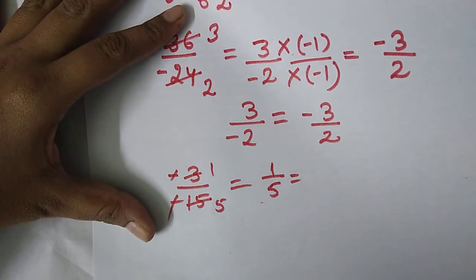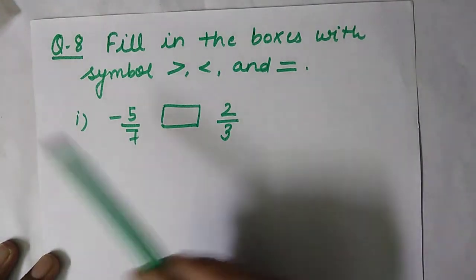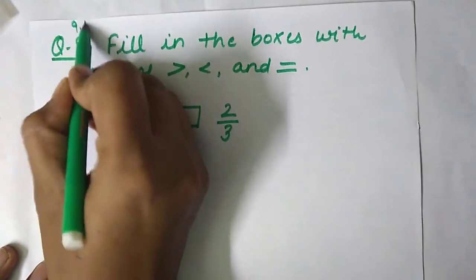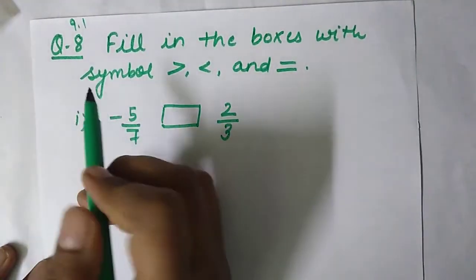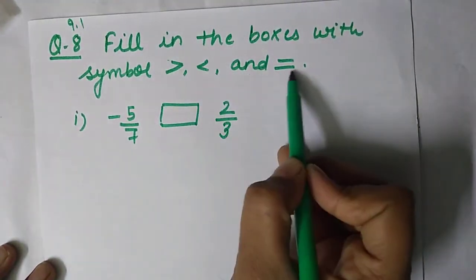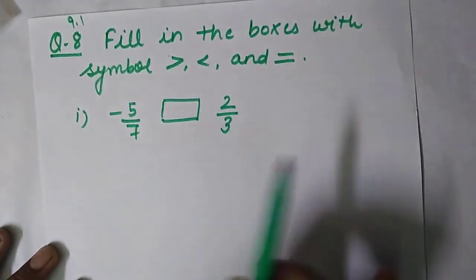Now I will explain how to compare rational numbers. Comparison means which one is smaller and which one is greater. Okay, we will learn this. Now I am explaining the comparison of rational numbers with question number 8 of exercise 9.1. It is asked that you have to fill the boxes with the symbol greater than, less than or equal to. Okay, we have to tell which one is greater and which one is smaller.